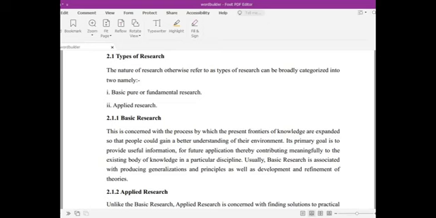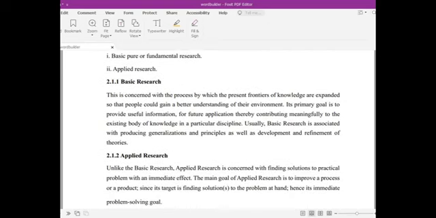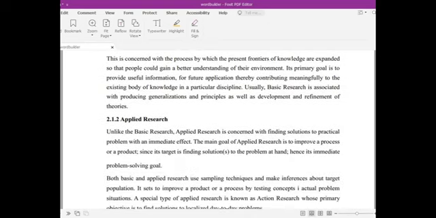Now, let's look at applied one. Unlike the basic research, applied research is concerned with finding solutions to practical problems with an immediate effect. The main goal of applied research is to improve a process or a product, since its target is finding solution to the problem at hand. Hence its immediate problem-solving goal.